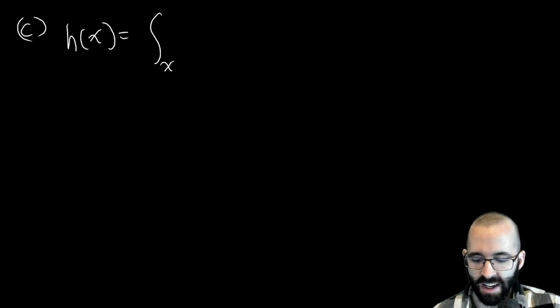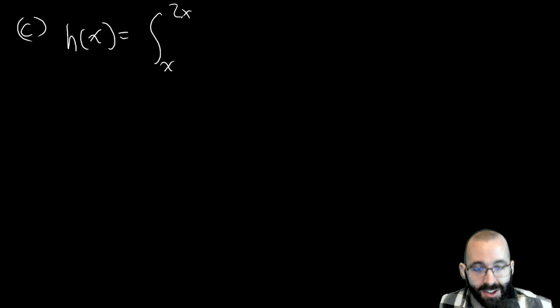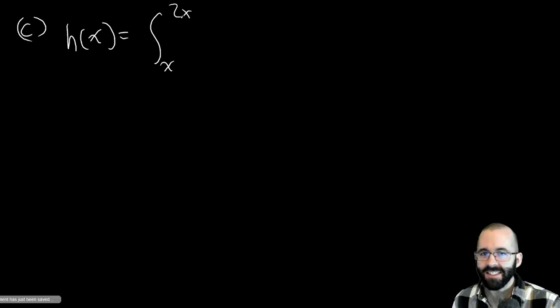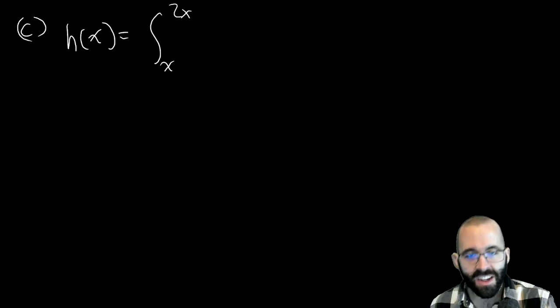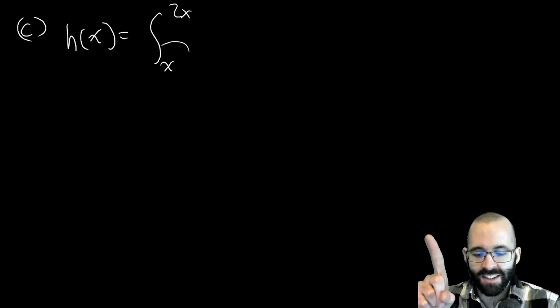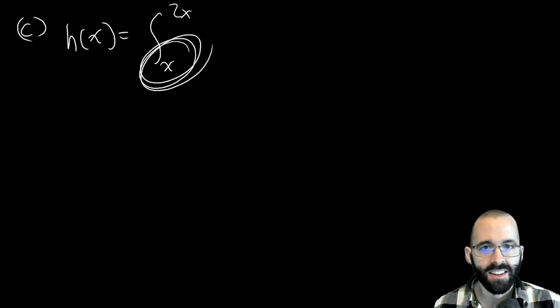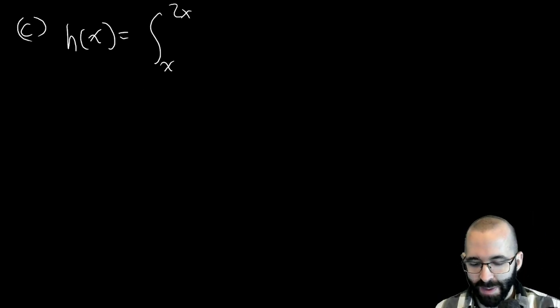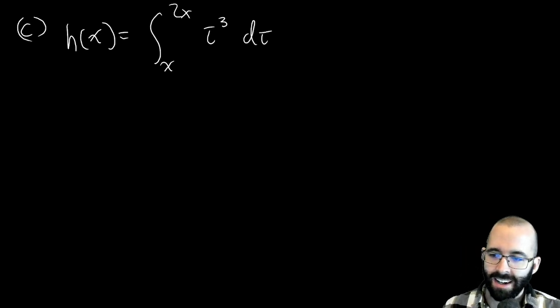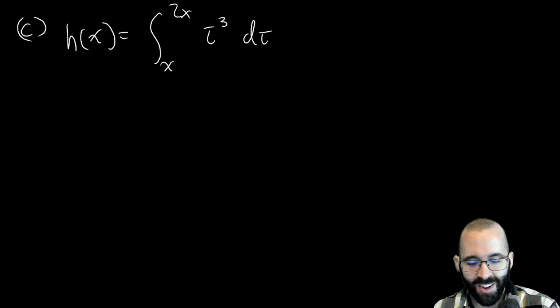So let's do part C, h of x equals the integral from x to 2x. Whoa, from x to 2x, Jason. That's not from a to x. We can't use the fundamental theorem of calculus. Fundamental theorem of calculus says this has got to be a constant. Well, let's just see the rest of the problem and see what happens. t cubed dt. Man, what are we going to do?